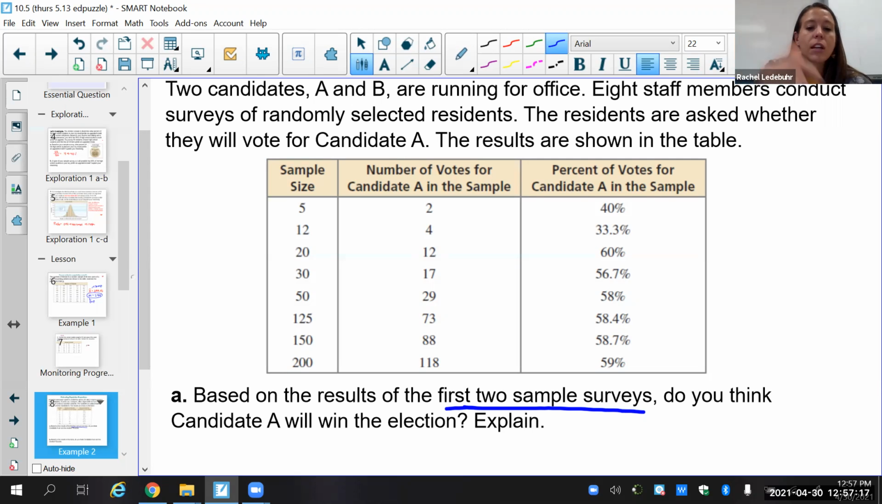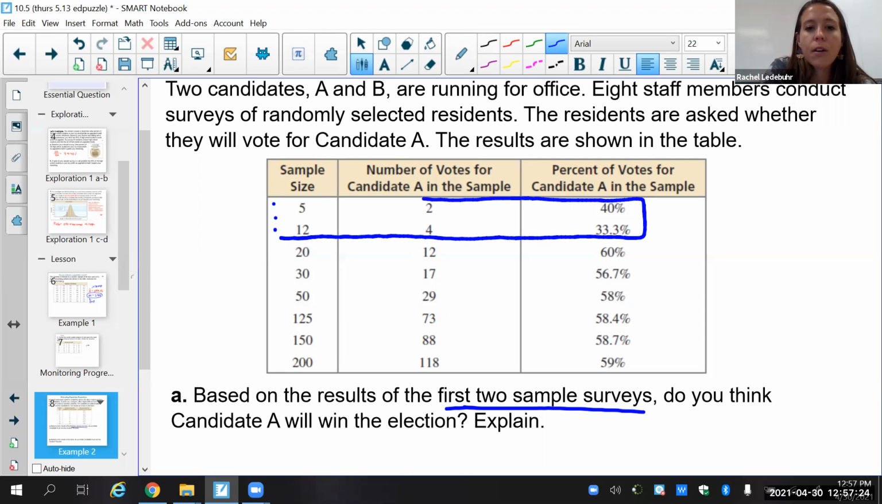Okay, so let's look at these first 2 sample surveys. So I'm just looking at these 2. And this chart shows the sample size, so maybe how many we asked or were polled. Out of the 5, 2 said they were going to vote for candidate A, which turns into 40%. Then we surveyed a few more, so now we have a sample size of 12. 4 of them said yes, so that's 33.3%.